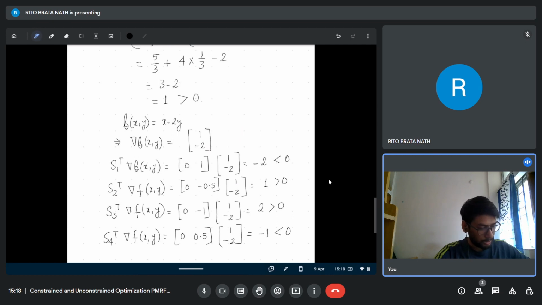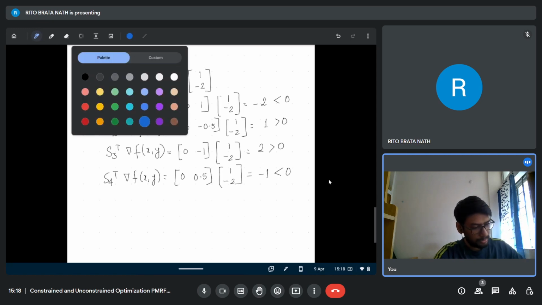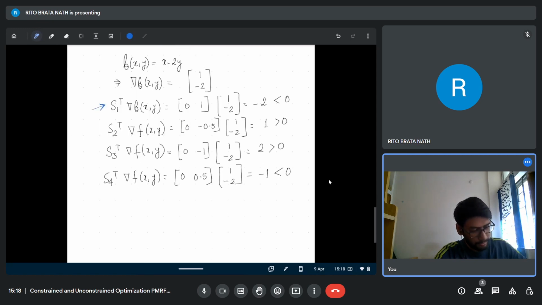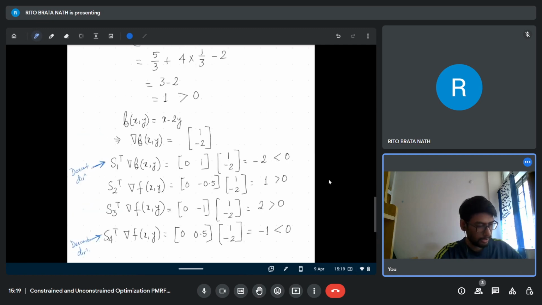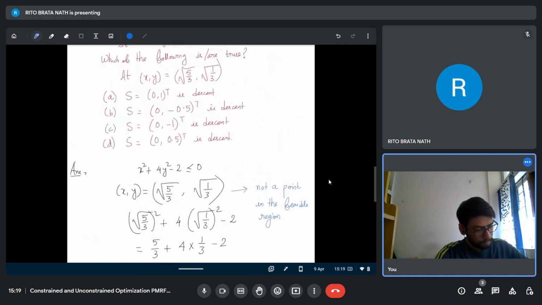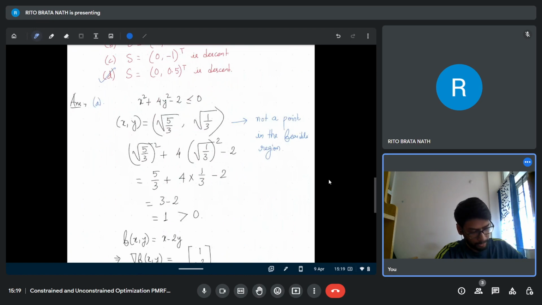So the ones with the less than 0 sign will be the descent directions, and that has been asked here. So if you ignore the constraint, this one and this one are descent directions. So options A and D will be the correct answers then. That's A and D.